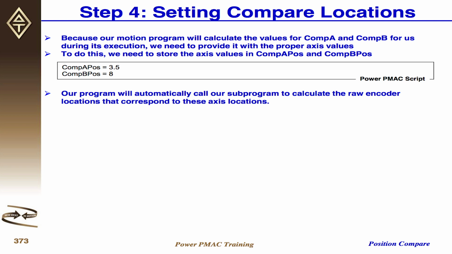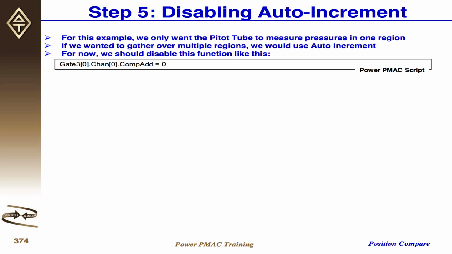So, now that we've set these two values here, we do need to disable CompAdd. So this one we'll just manually set gate3.chan.compadd equal to 0. What this does is, you can think of it like this, CompAdd is always on. It's just a matter of now it adds a value of 0 to your CompA and CompB, so effectively it does nothing. So setting it to 0 disables your auto increment.